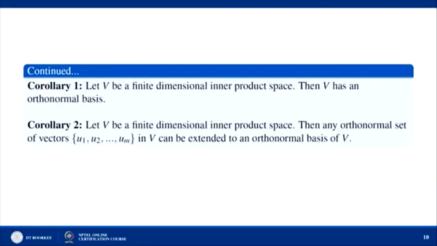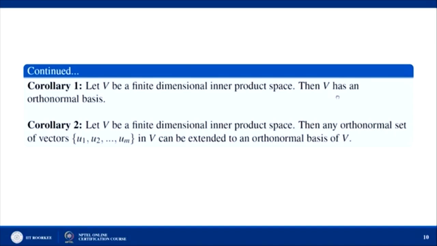So now let us discuss one example based on this. Before discussing examples, let us discuss these two results. If V is a finite dimensional inner product space, then V has an orthonormal basis. If it is a finite dimensional inner product space, it has a finite dimensional basis, and using the Gram-Schmidt process you can always find its equivalent orthonormal set, which is of course a basis because the spans of both sets are equal by the Gram-Schmidt process, and the set is linearly independent also. So by the Gram-Schmidt process we can always find an orthonormal basis of any finite dimensional inner product space V.